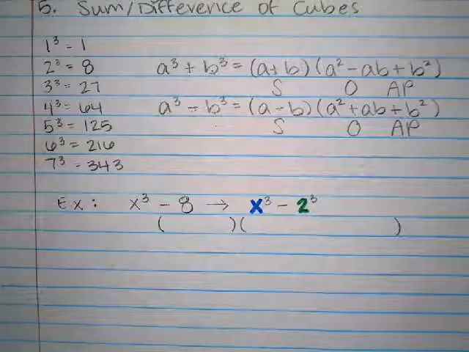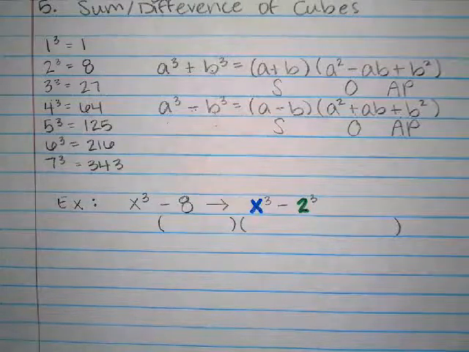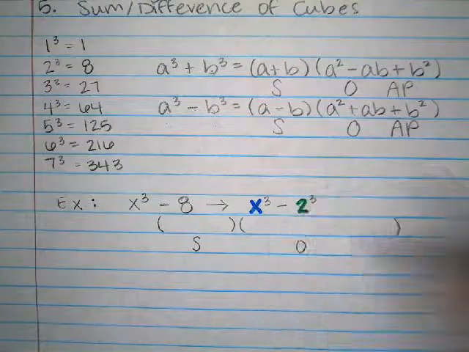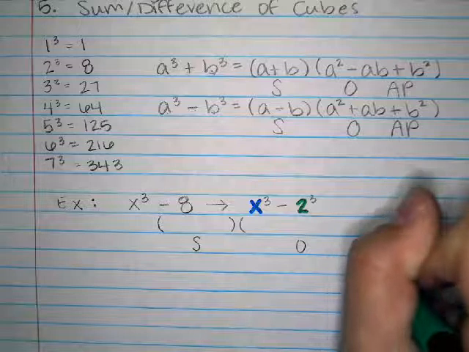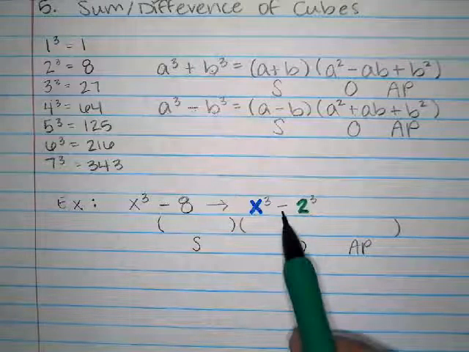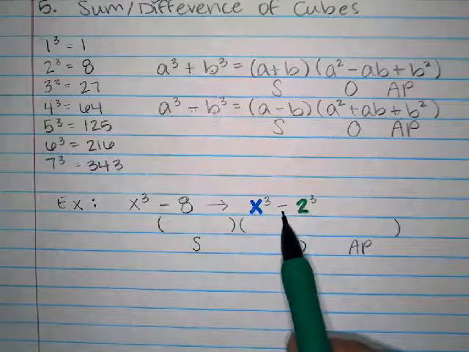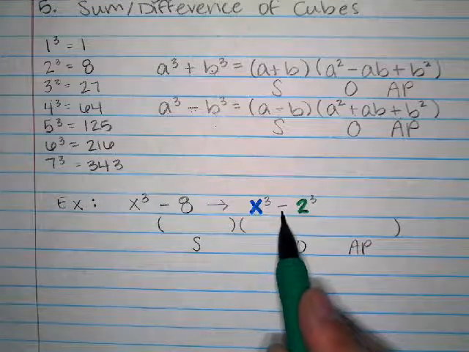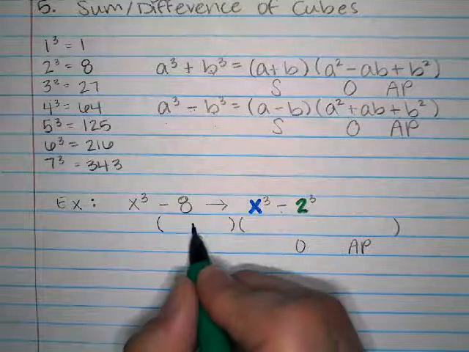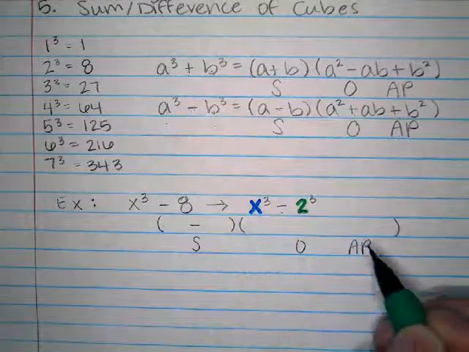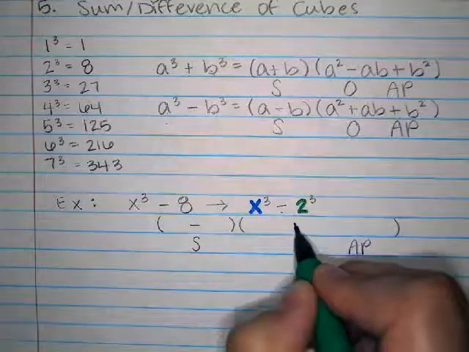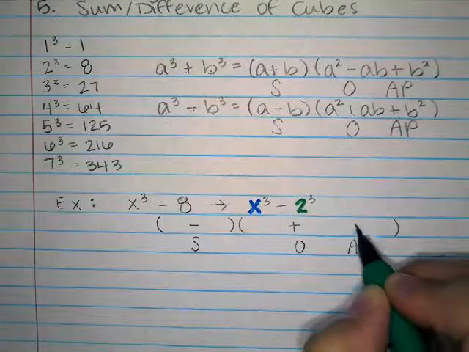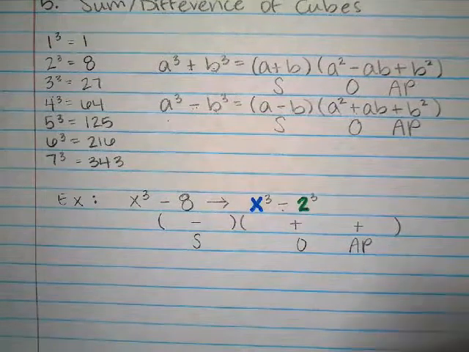I'm going to figure out my signs by doing SOAP. So same sign, opposite sign, always positive. So if I follow this, what would the same sign be? Negative. Okay. What would the opposite sign be? Positive. And what would always positive be? Positive. Okay. All right, now I'm going to go ahead and do my colors.